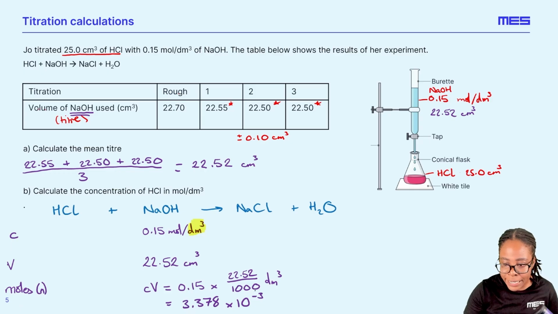Okay. Now I've got the number of moles of my sodium hydroxide, I can relate that to the number of moles of my HCl by using the molar ratio.